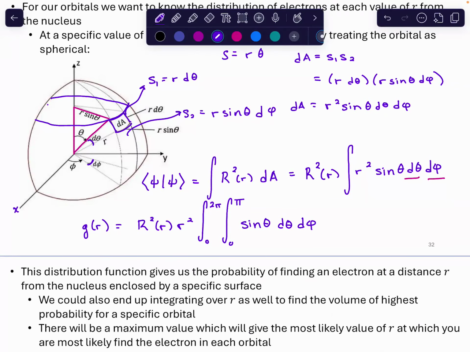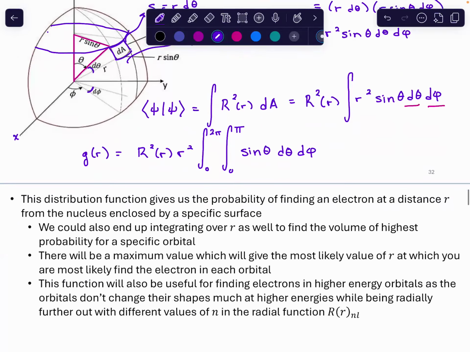Okay, so let's talk about the limits. In the first integral, you notice how you have sine of theta d theta. So your inside integral, 0 to pi, is going to be over theta. That means you're going to integrate from the positive z-axis 180 degrees down to the negative z-axis, or pi radians. Then your outside integral, over phi, to turn that into a sphere, you're going to integrate all the way around a full 2 pi radians. And so those two integrations together will give you an entire spherical surface.